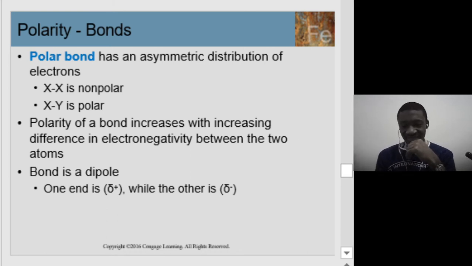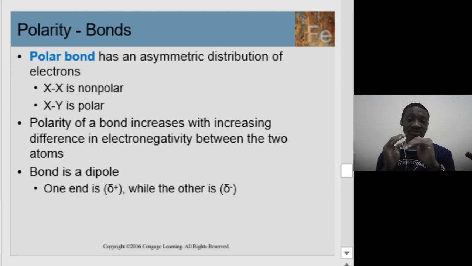I just put that in there. Well, it has nothing to do with the polar bonds. But the idea of polarity is just asymmetry, not symmetry. So polarity of a bond increases with increasing difference in electronegativity between two atoms.